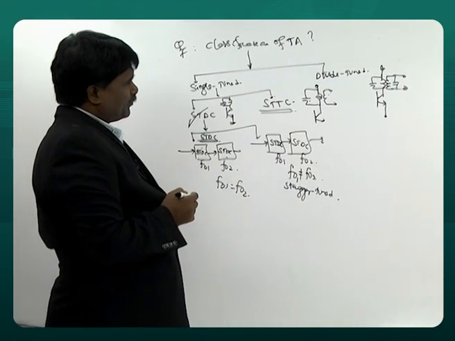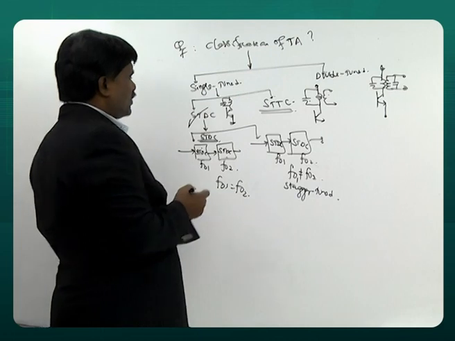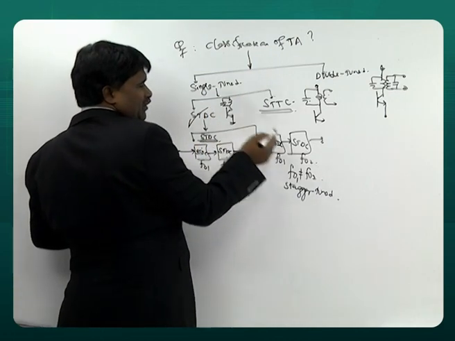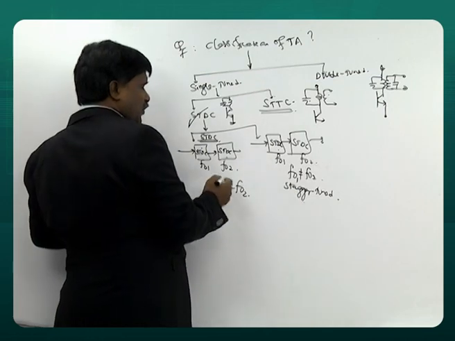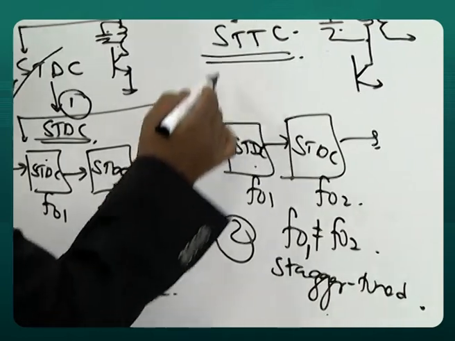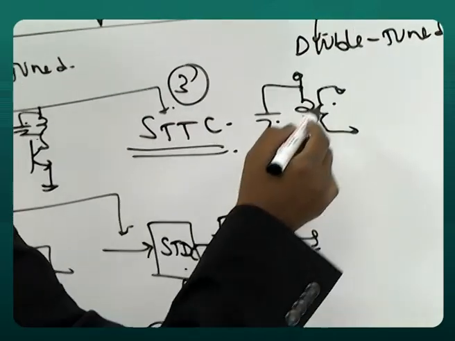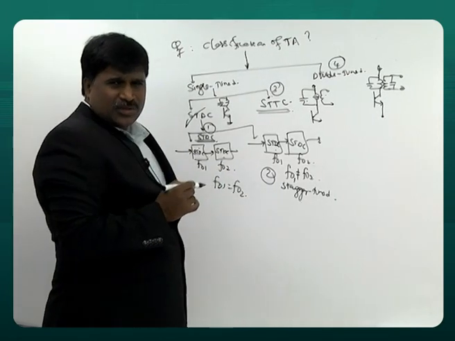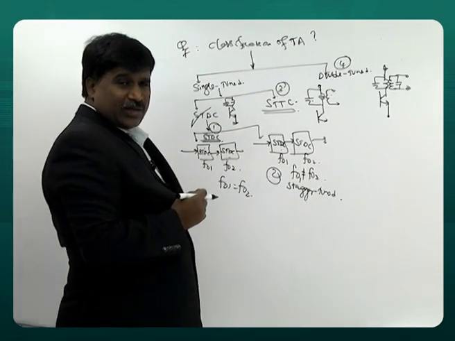Okay. So this is the first one. Stagger means the same thing but not equal. So we have to study single tune direct coupled, stagger tune, transformer coupled and double tune. So I need to teach you 4 amplifier analyses.